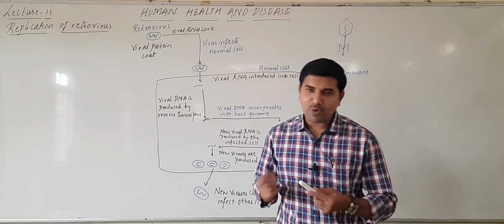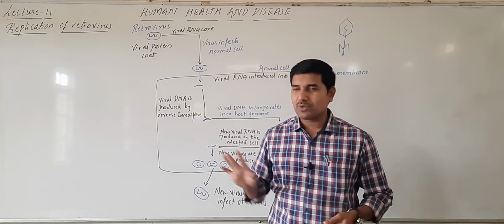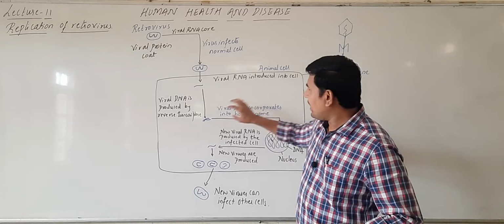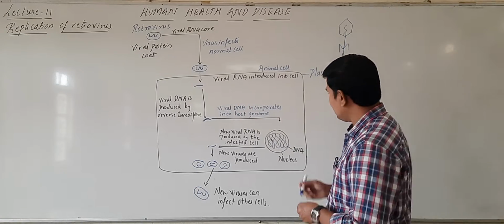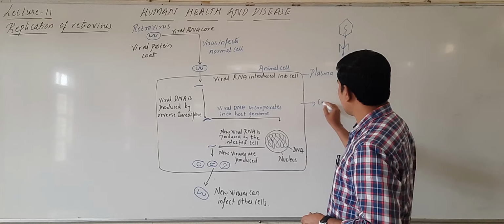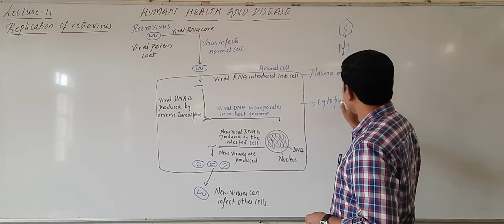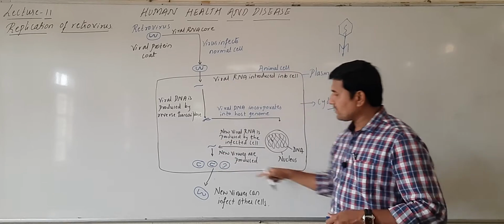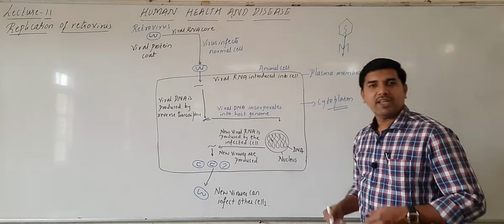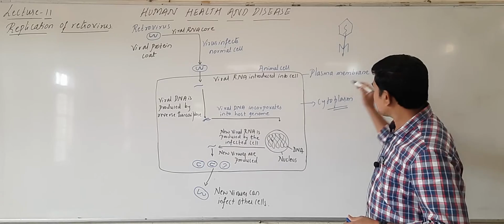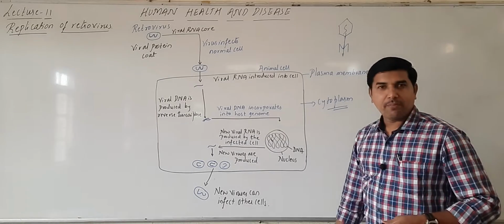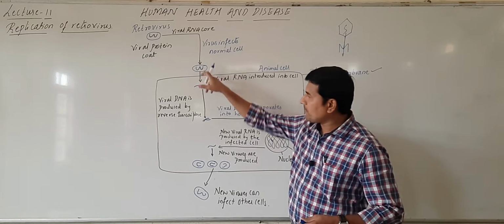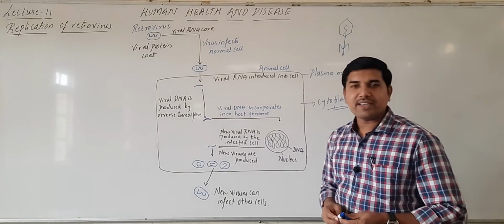Now the process we can call infection, because the viral RNA has entered into the cell, and this is the cytoplasm of the cell. The outer part of the cell, as you know, is made up of the cell membrane, which we also call the plasma membrane. So this is the cytoplasm of the cell. Inside the cytoplasm of the cell, viral RNA is injected.